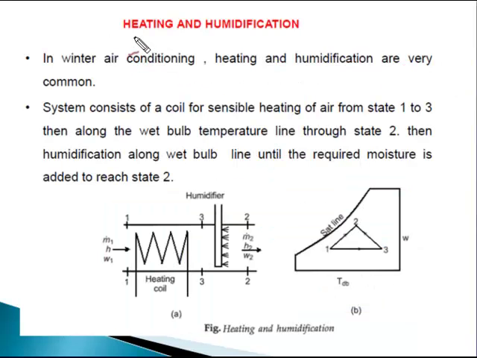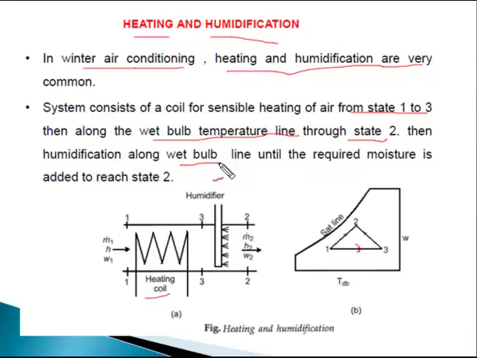Now we have come to heating and humidification. In winter air conditioning, heating and humidification are very common. The system consists of a coil for sensible heating of air from state 1 to 3, the heating coil, then along the wet bulb temperature line through state 2, then humidification along the wet bulb line until the required moisture is added to reach state 2.